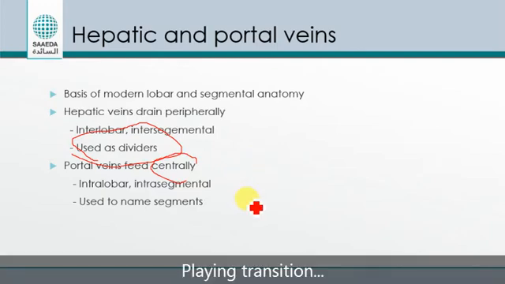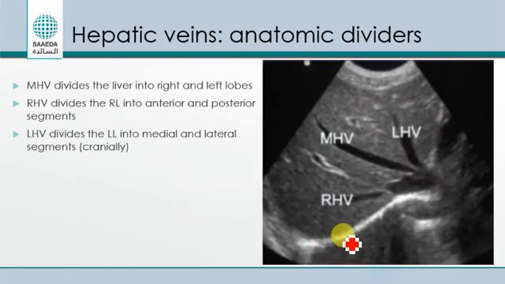So, regarding the anatomic dividers, the hepatic veins, we know there are three hepatic veins: the right, the middle, and the left, okay?